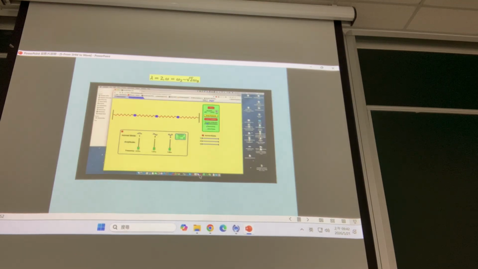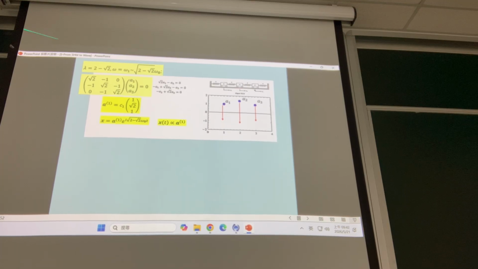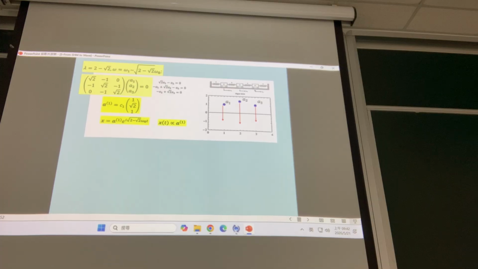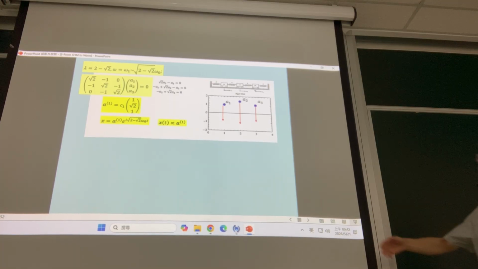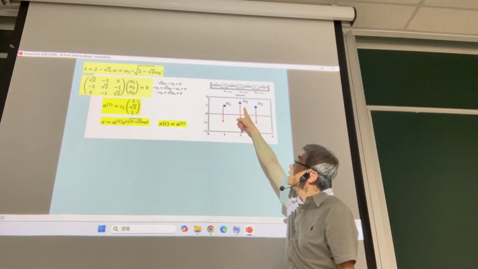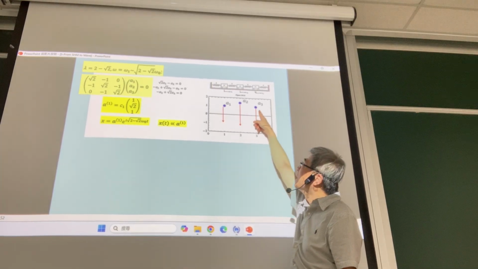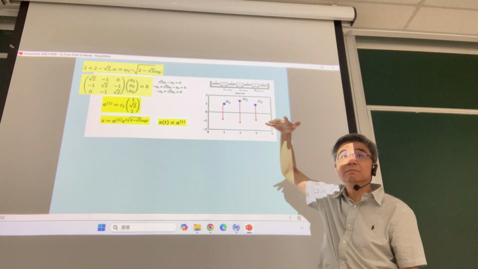Let's move on to the first mode. We call it the first one because the frequency is smaller; we order them in order of magnitude. If you solve the eigenvector, it is 1, square root 2, 1, times an undetermined constant. Therefore, you can put it in a diagram like this: a1, a2 is square root of 2, and a3. So all of them move in the same direction.